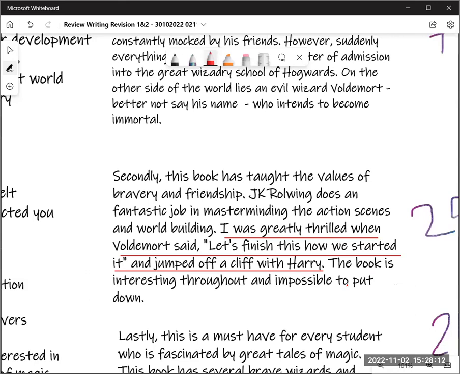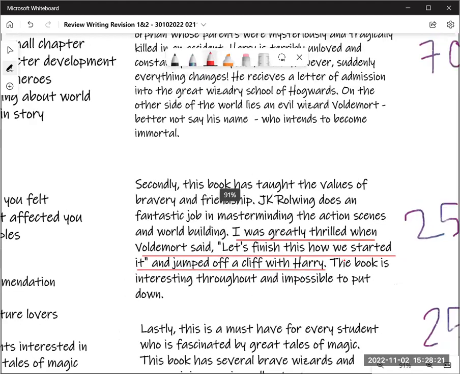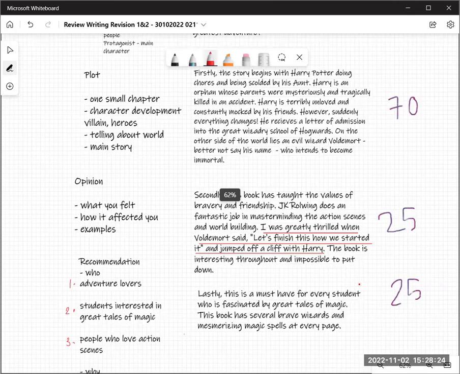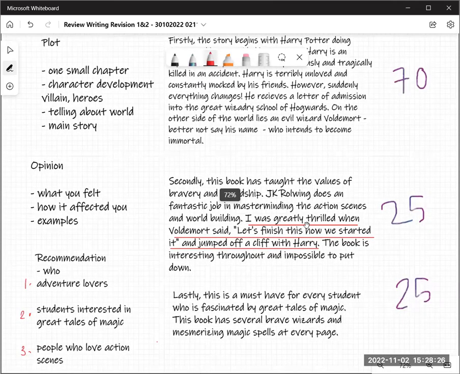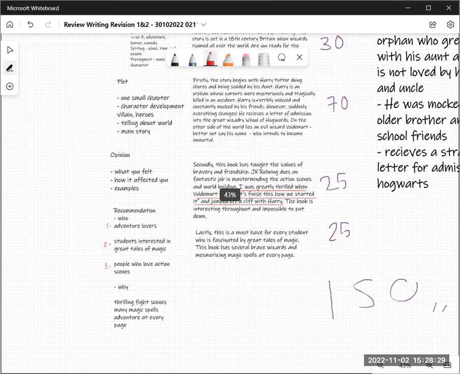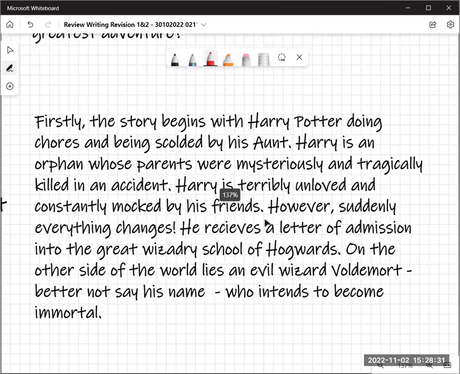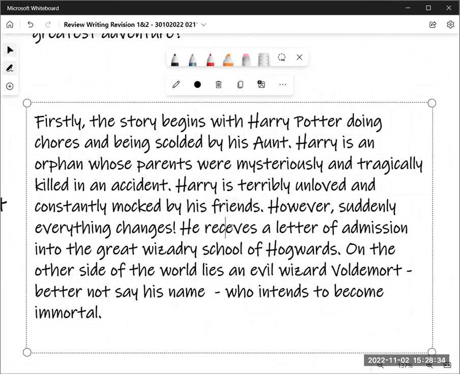I was greatly thrilled when Voldemort said, let's finish this how we started it, and jumped off a cliff with Harry. That does it. We had that. Done. We can also add onomatopoeia here by saying he receives a letter of admission into the Great Wizardry School of Hogwarts. Let's say a crashing letter.